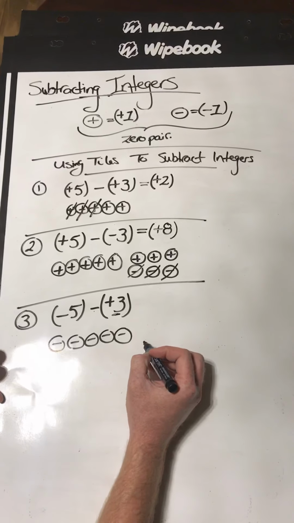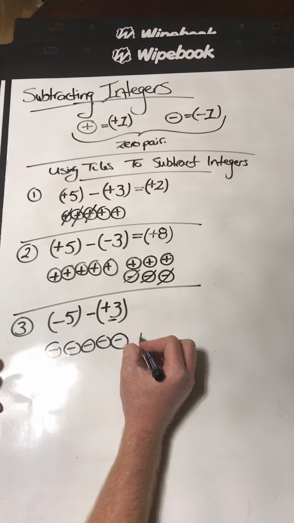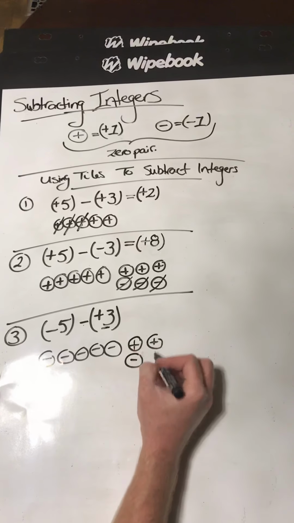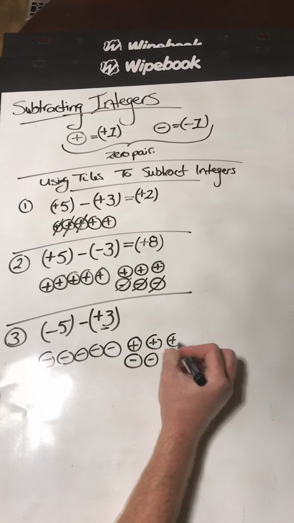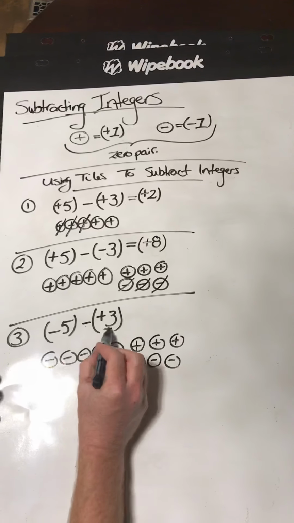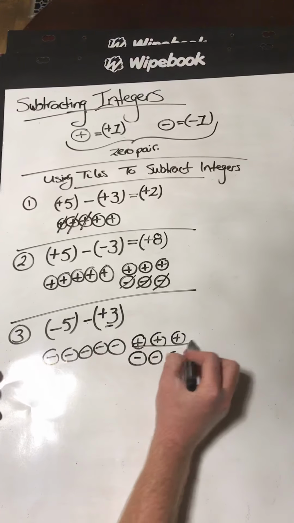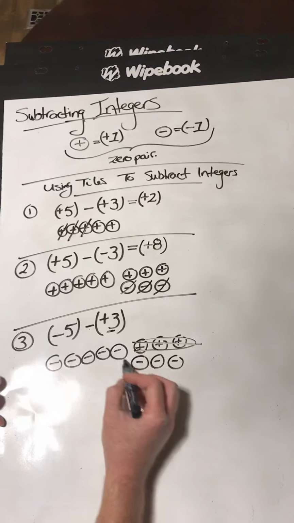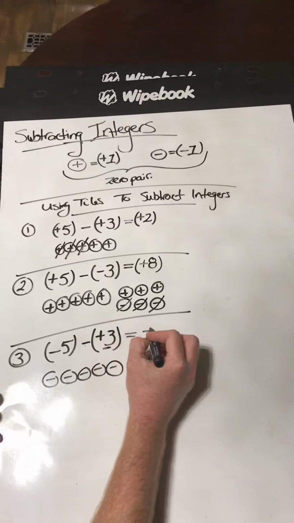So here is 1 zero pair, 2, 3, and I'm going to take away 3 positive tiles. So I take away these 3 positive tiles, and I am left with 8 negative tiles.